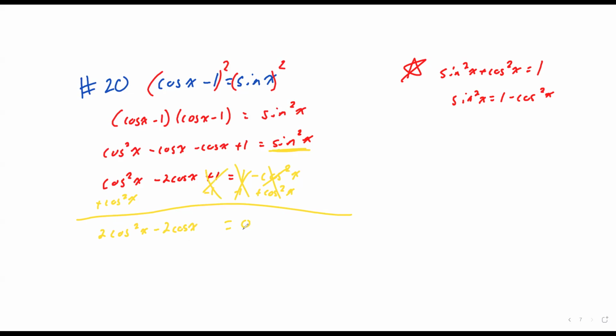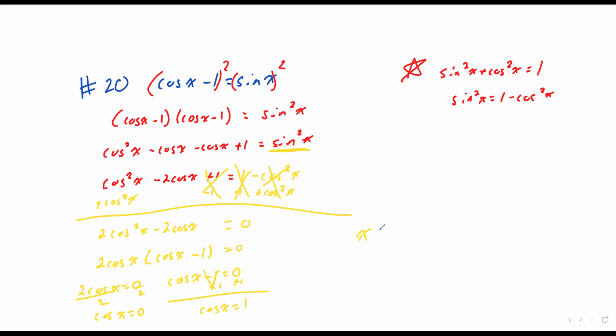So I don't have a trinomial anymore, so I don't have to try to do substitution, but I can do greatest common factor here. I can say, all right, well, 2 cosine x comes out, and I'm left with cosine x minus 1 equals 0. Now set each one of these equal to 0. So I'm going to divide by 2. When I do that, I still get cosine x equals 0. I'll add 1, so I get cosine x equals 1.